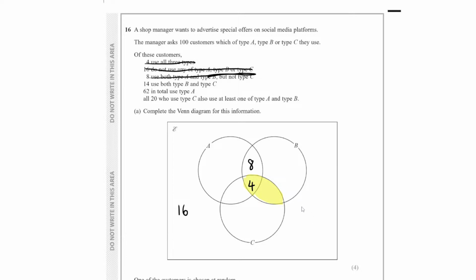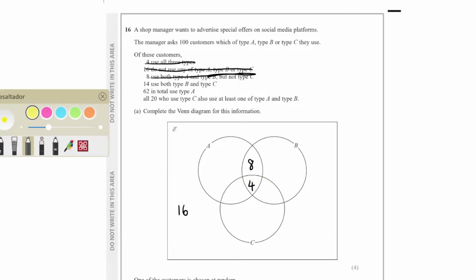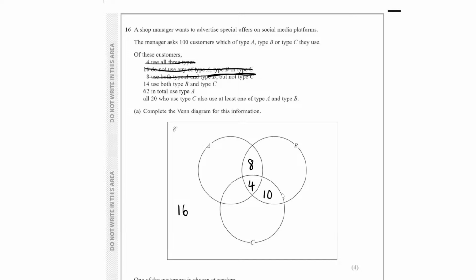Okay, so you have to do, in that case, 14 minus the 4 that's already in the middle. So therefore, this bit here is actually 10. So that's where you have to start making some calculations. Okay, 62 in total use type A. So that's the whole bubble. The only thing is I need to pause on that because there's 2 sections I don't know. So I'm going to pause on that one and then look at the last bit.